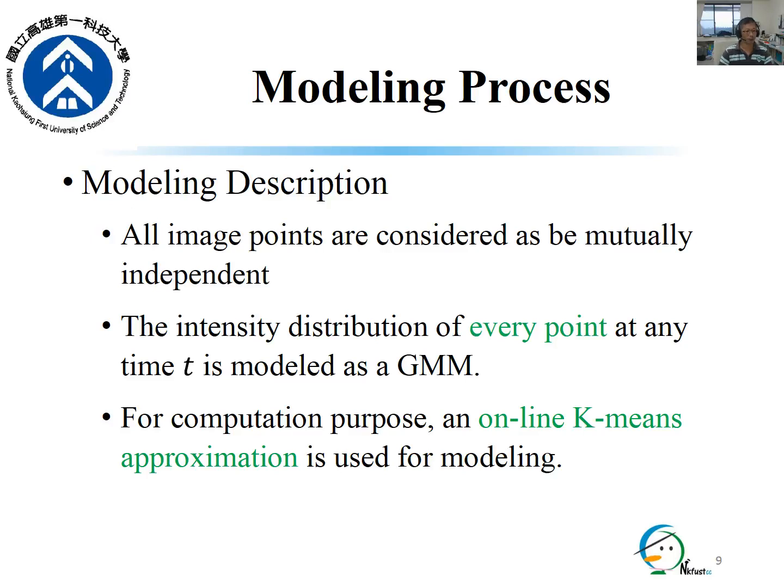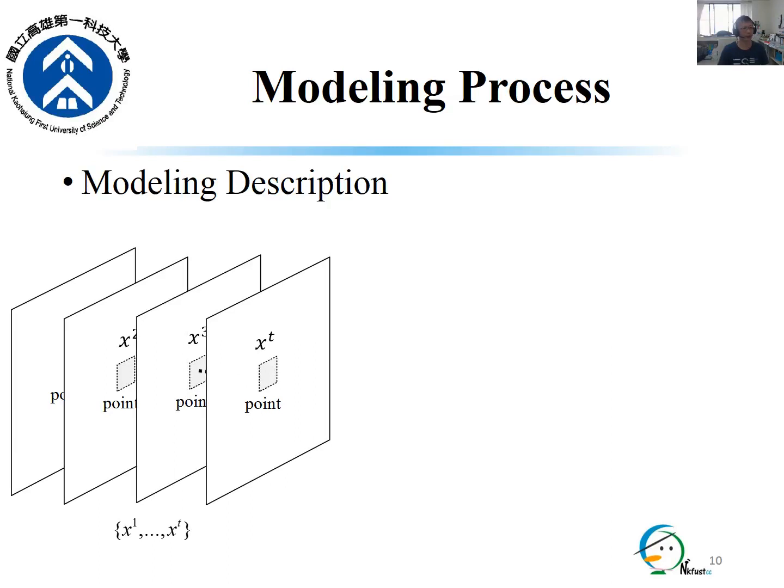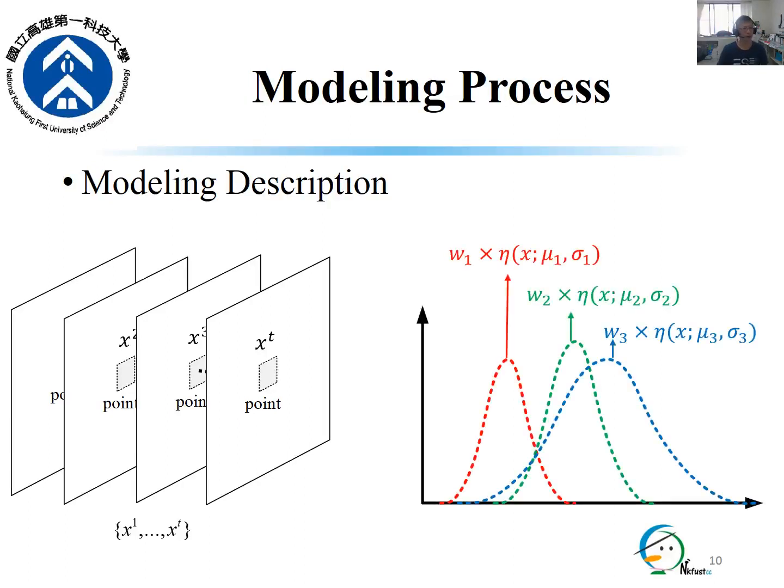For computation purpose, an online k-means approximation is used for modeling. Since all points are mutually independent, we will only talk about the detail of modeling a single point by Gaussian mixture model later. Given a sequence of observations, S1, S2 until St of a particular point, the objective of the modeling process is to estimate the parameters of the Gaussian mixture model, including its weight, mu, and the standard deviation.